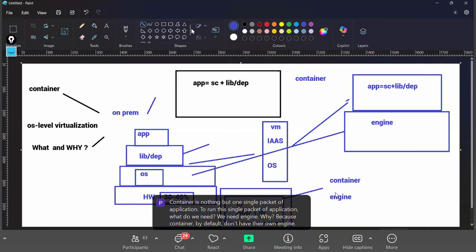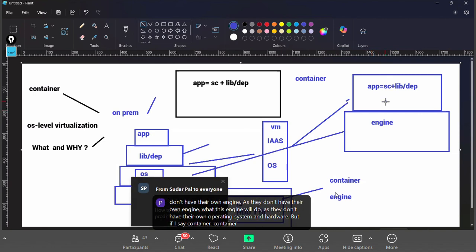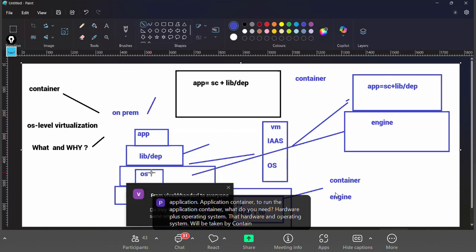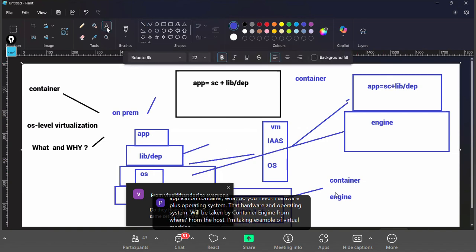As they don't have their own engine, operating system or hardware, what will this engine do? A container is nothing but an application. To run the application container, what do you need? Hardware plus operating system. That hardware and operating system will be taken by the container engine from where? From the host.